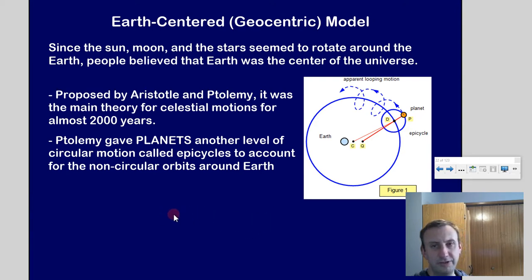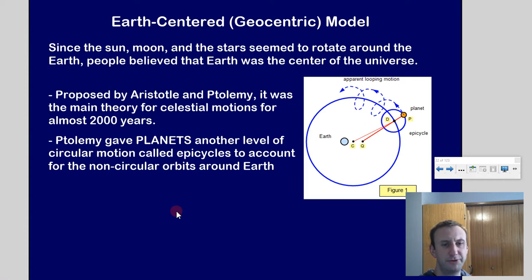So first of all, the geocentric model, and you learned all about this in the Cosmos video. Since the sun, moon, and the stars seem to rotate around the Earth, people believed that Earth was the center of the universe, which of course is not true. So it was first proposed by Aristotle and Ptolemy. It was the main theory for celestial motions for almost 2,000 years.